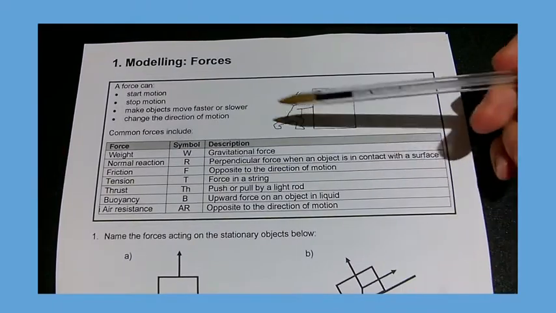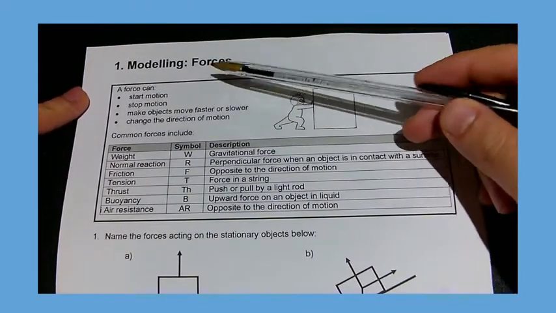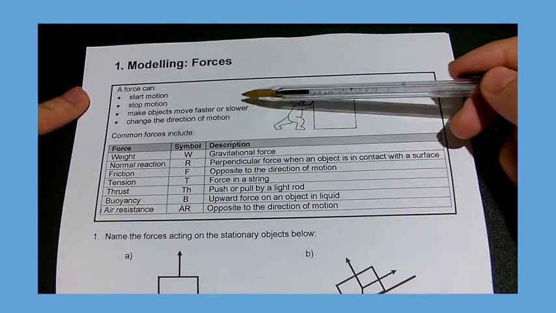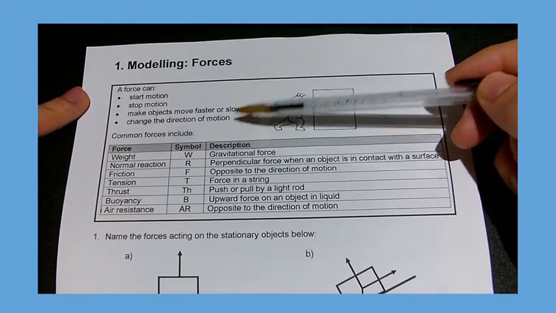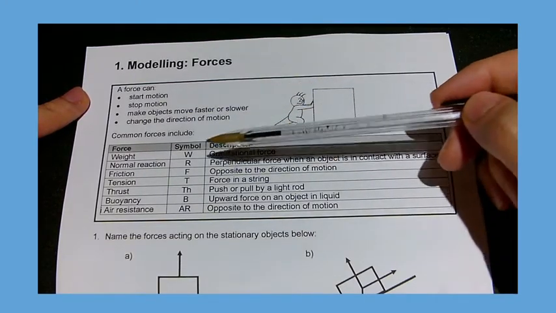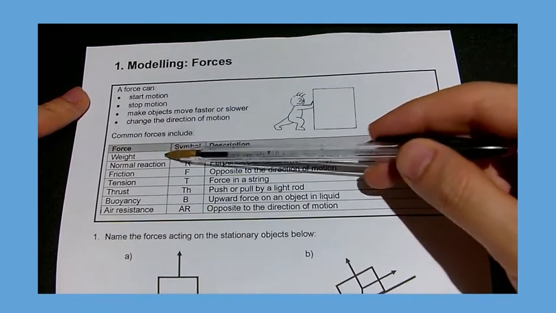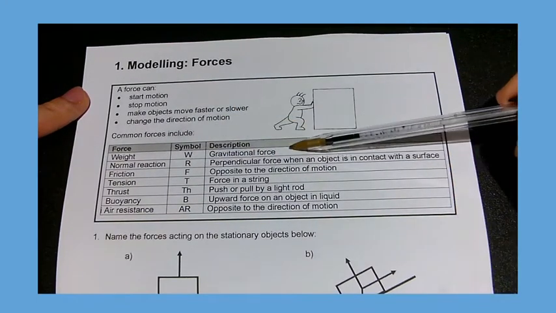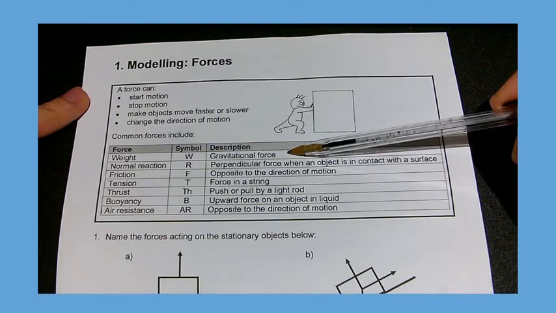So what is a force? Well, a force is anything that can start motion, stop motion, make objects move faster or slower, or change the direction of motion. Common forces which you will see through the course include weight, which is given by the symbol W. The description of weight is that it's a gravitational force.